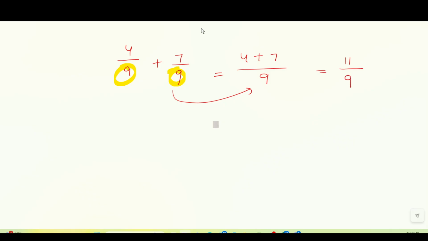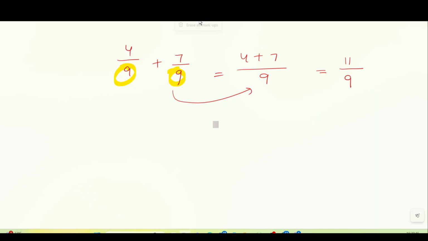For example, 4 over 9 plus 7 over 9. Whenever we have a common denominator, addition becomes very easy, right? Whenever the denominator is common, we just write it as it is. Remember, when the denominator is the same, we don't add them. We only add the numerators. So 4 plus 7 is 11. So the answer is 11 over 9. Clear? But what if the denominator is different?